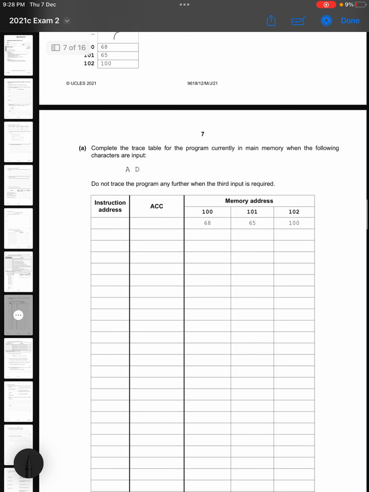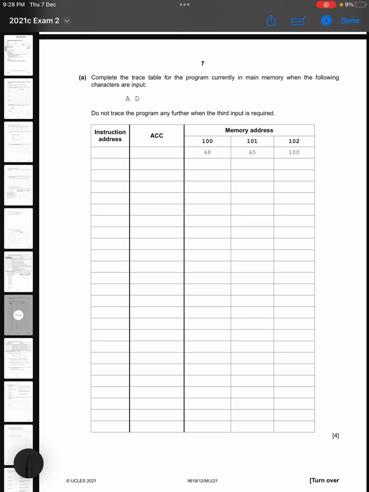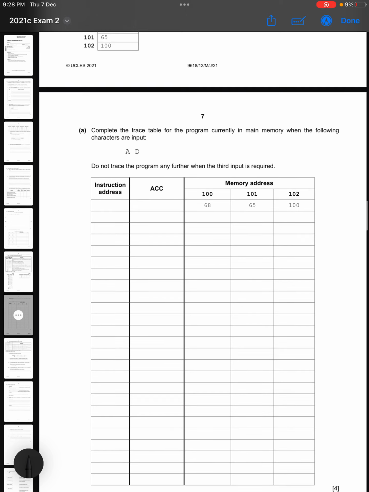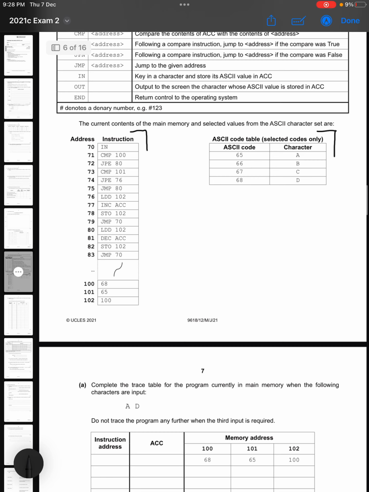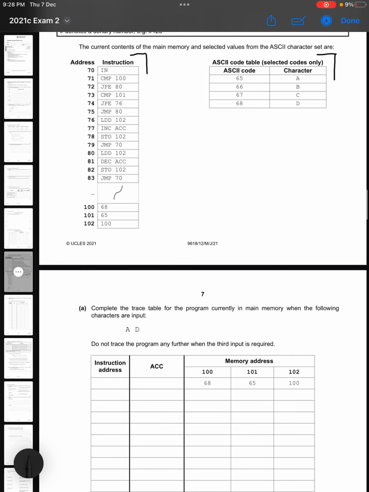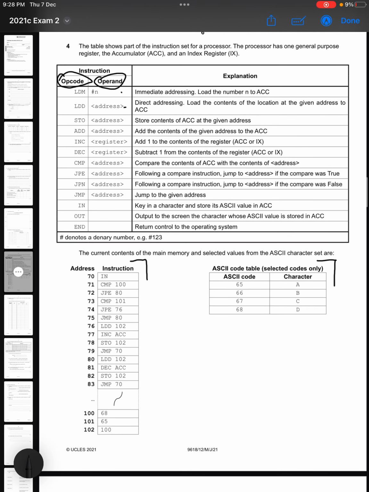Now, we are given a trace table, and it says complete the trace table for the program currently in main memory when the following characters are input, A and D. And we know that A and D correspond to an ASCII value that we have to start with. So let's start this question by always reading the first address and instruction.